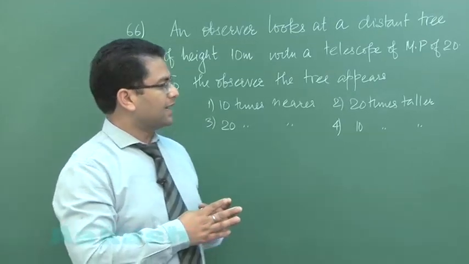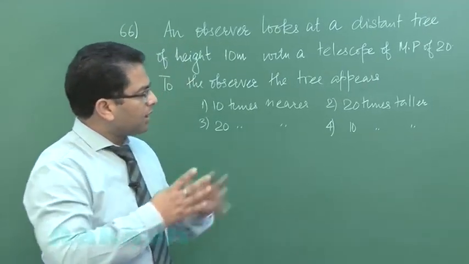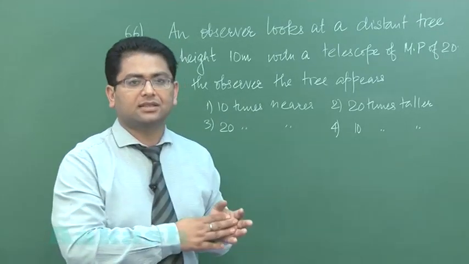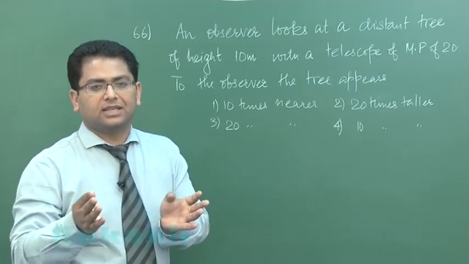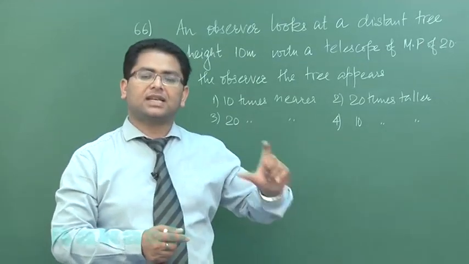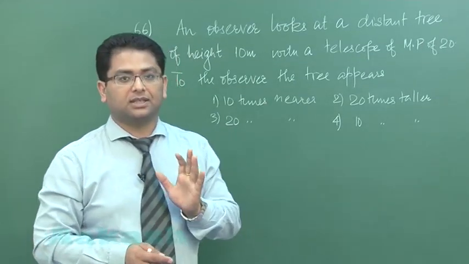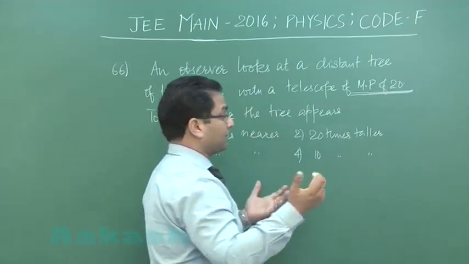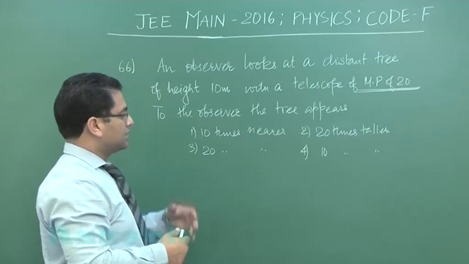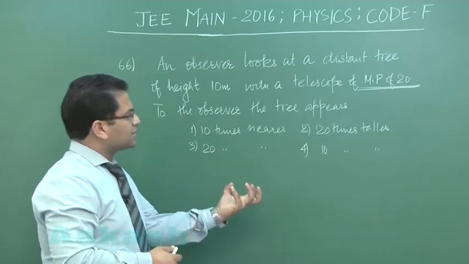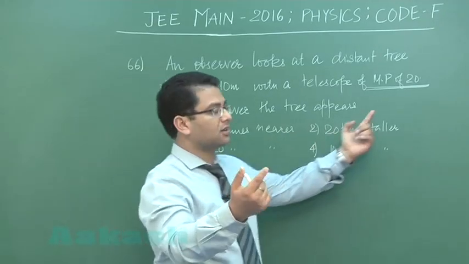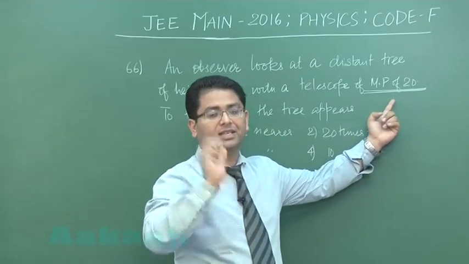Now you've got to understand that magnifying power or angular magnification is something different from linear magnification. When you say linear magnification is 20, that means the image is 20 times taller than the object. But this is magnifying power, or angular magnification. So it means the image seems 20 times larger. It's not that the image is 20 times larger, the image seems 20 times larger.